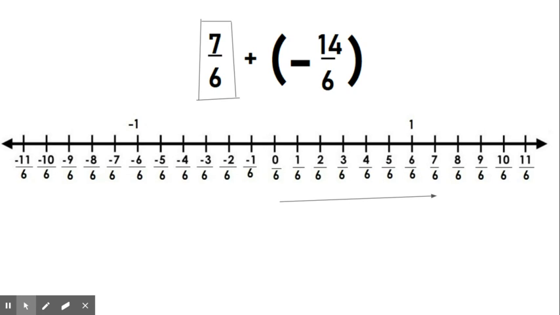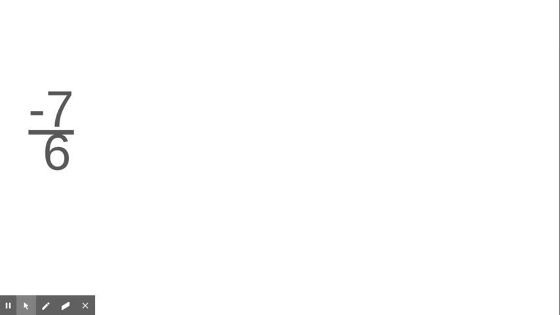And now for adding a negative, which way do we go? Do we go left or do we go right? If you said we go to the left, you are correct. So that was going to the left 14/6. And that leaves us at negative 7/6. Now all we have to do is change this back to a mixed number. And again, this is all review. It's just putting all these different things into one problem.